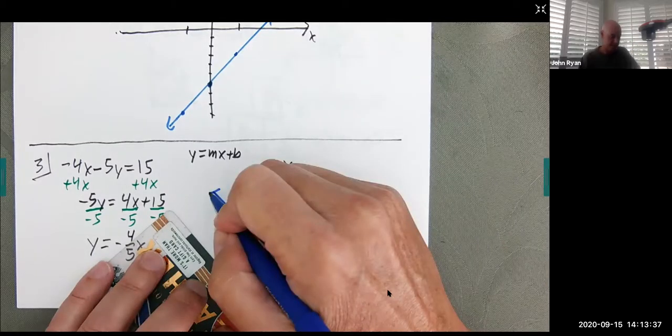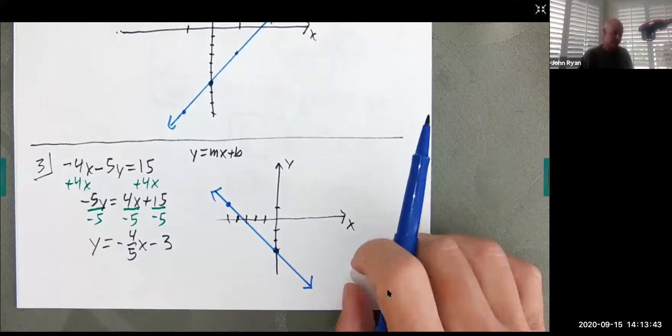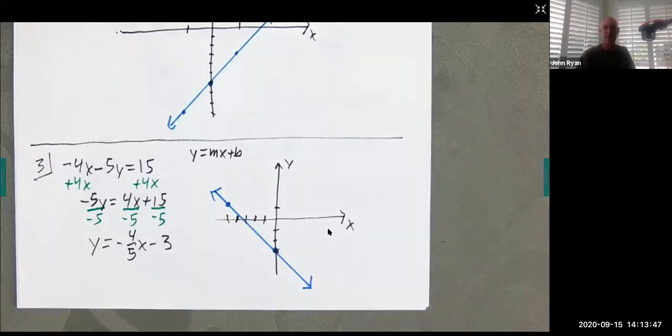There you can see the negative slope, right? As x gets larger, y is getting smaller, or more negative, I should say. Versus a positive slope that you can see there. All right, next up, number 4.